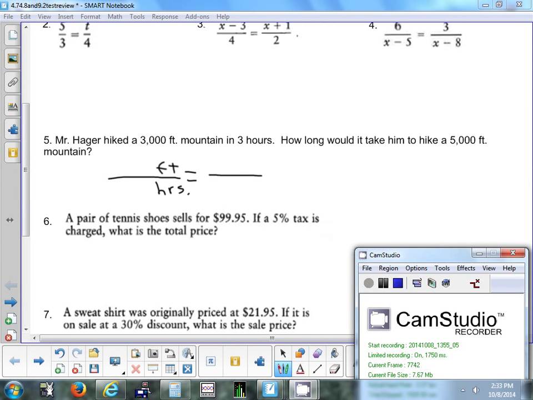All right, so on the left-hand side, we decided to put feet in the top, hours in the bottom. What has to go on the top on the right-hand side? Feet. What has to go in the bottom? Hours. What number is going to go in the top on the left? 3,000. So 3,000 feet, how many hours? 3 hours. Now it says 5,000 feet over X hours. There's your proportion you need to solve. We're not going to go through and give you the answer, but there's the setup.